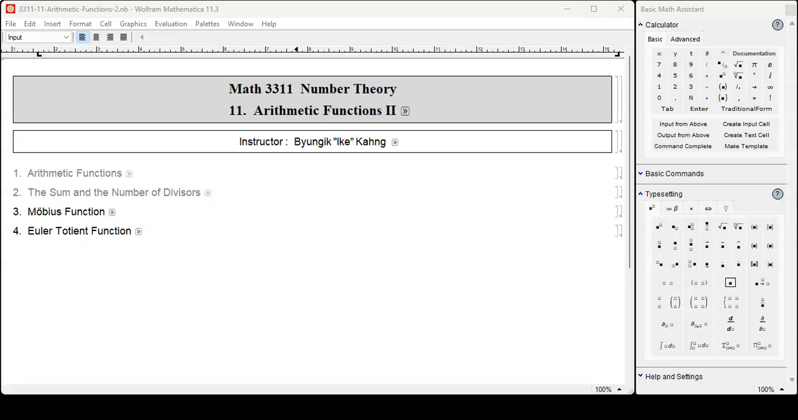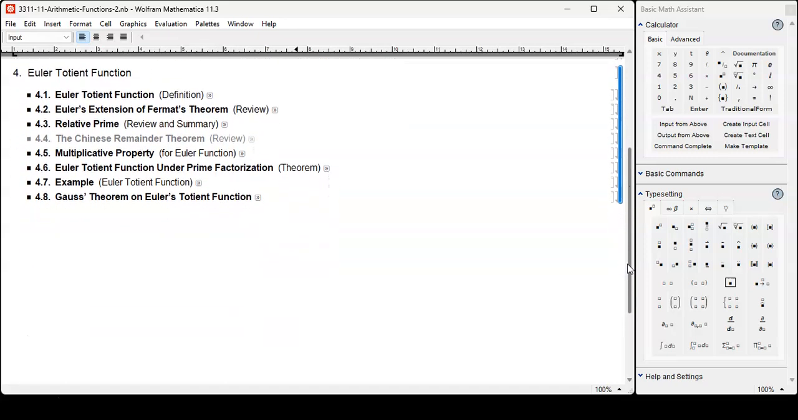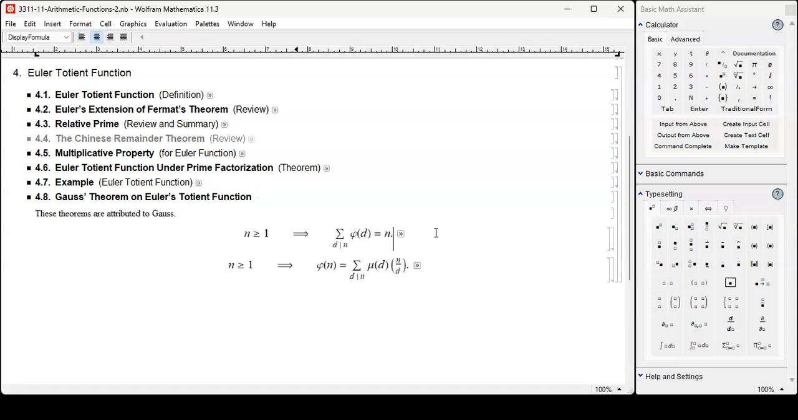Hello students, welcome back. The final topic of lesson 11 is 4.8, Gauss theorem on Euler's totient function. This is what we want to prove. The summation for all positive divisors d dividing n, phi of d, add up to n. So basically, you're getting an identity function.